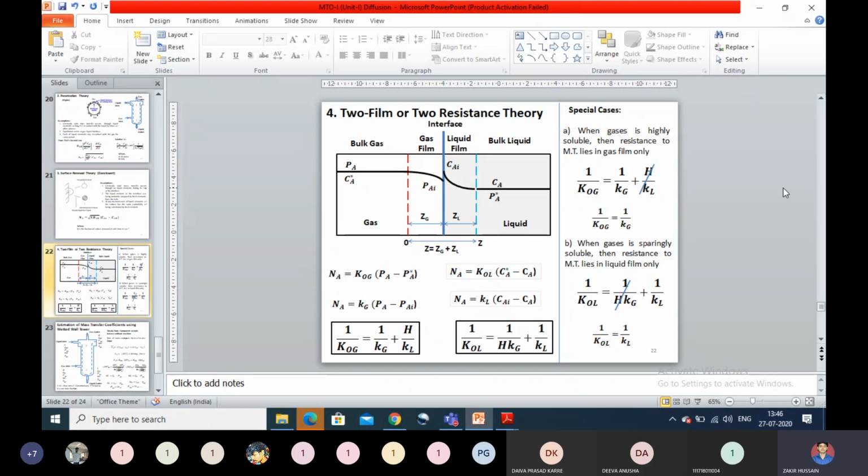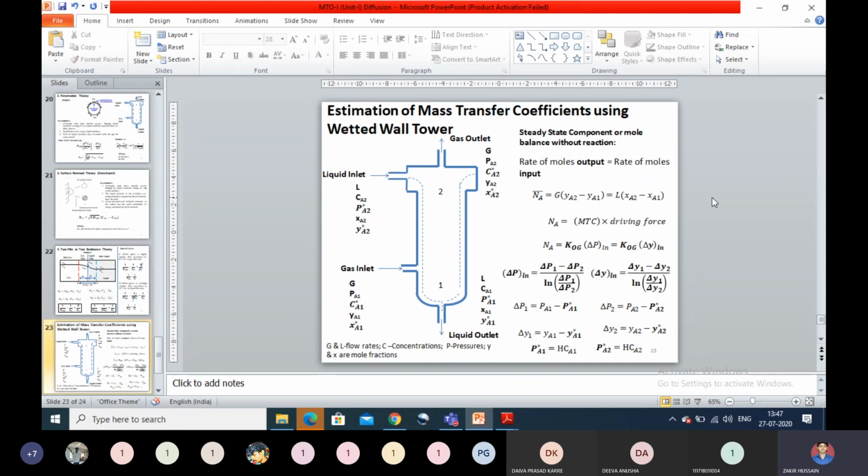Because of the live board, I am not deriving this one. Otherwise, time is there to derive. So two film theory, and the last topic is estimation of mass transfer coefficient. This also involves some derivations, so I have to derive through the live board only.